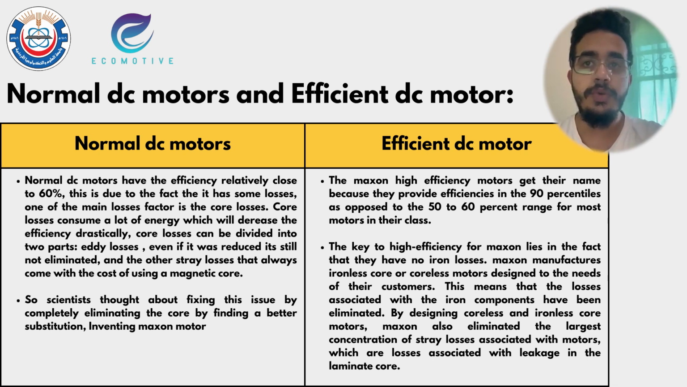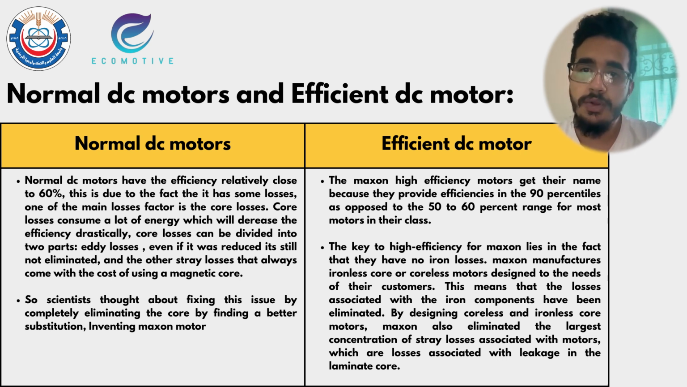So as we know, normal DC motors have an efficiency relatively low, and this is due to the fact that they have some losses. One of the main losses is core losses. Core losses consume a lot of energy, which will decrease the efficiency. But core losses can be divided into many parts, so we will take two examples. For example, eddy losses.